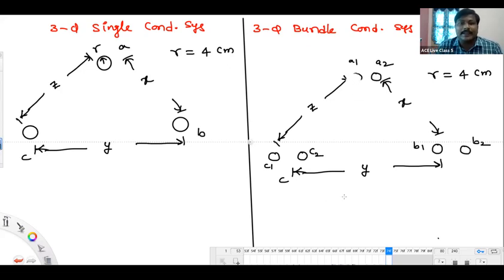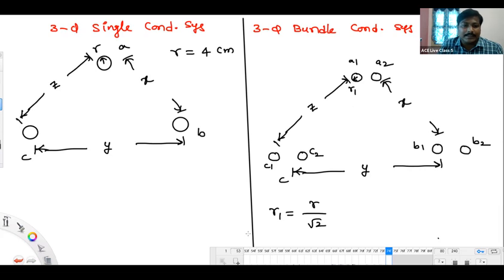Can you please tell me what is that R1 value? R1 value will be equals to R by root 2. R by root 2 in the sense R value 4 centimeters, and it will be 4 by root 2. How many centimeters? 4 by root 2 means? Tell me the number. 2.828 centimeters is the radius of each subconductor.